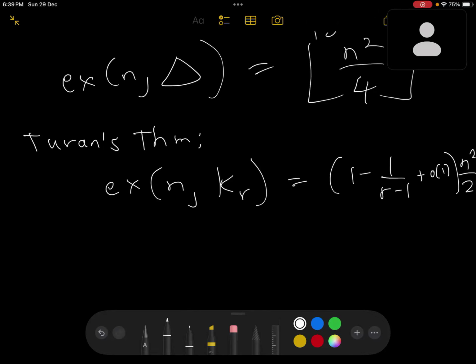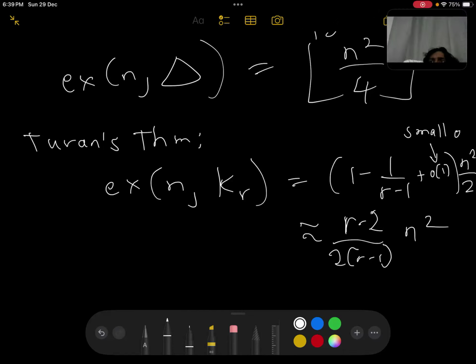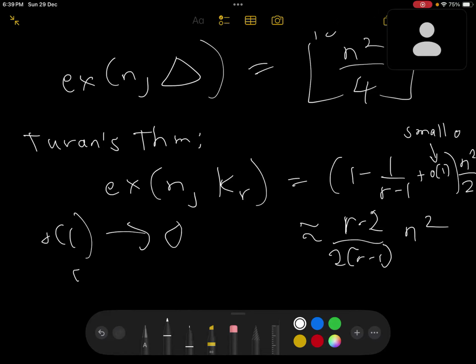The maximum number of edges you can put in an n vertex graph so that it's K_r free is roughly (r minus 2) by (2(r minus 1)) n square. Is that a small o(1)? How small? Is it like 10-ish? No, small o is the small-o notation. This small o(1) means that this quantity goes to 0 as n goes to infinity. It's some quantity that is sublinear.